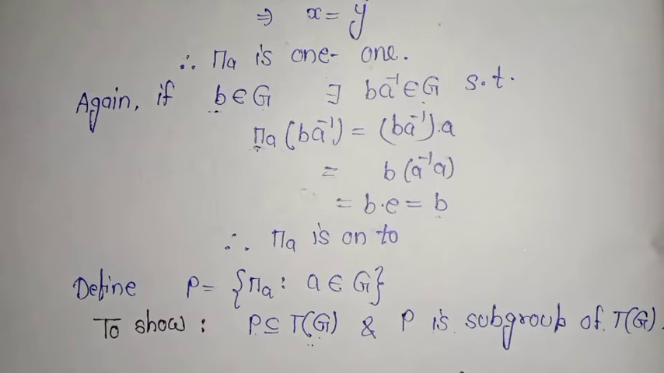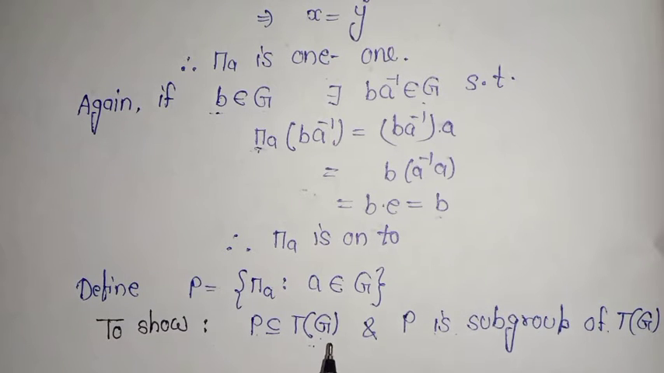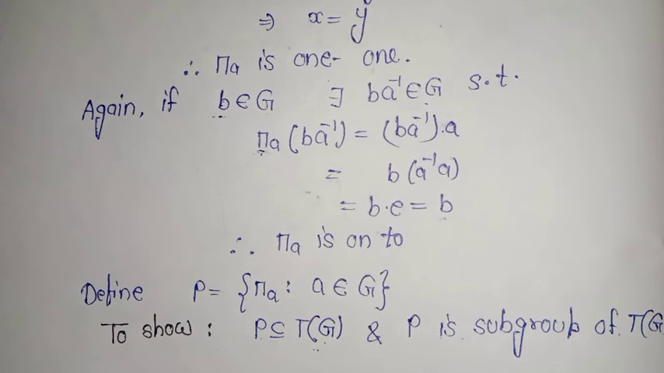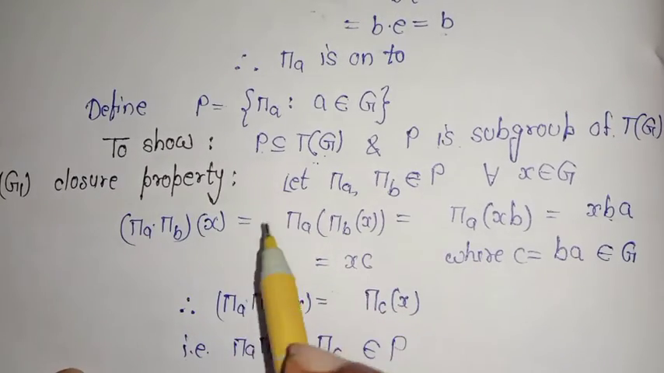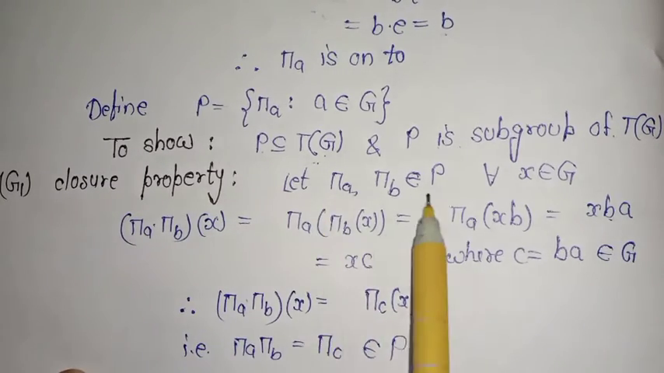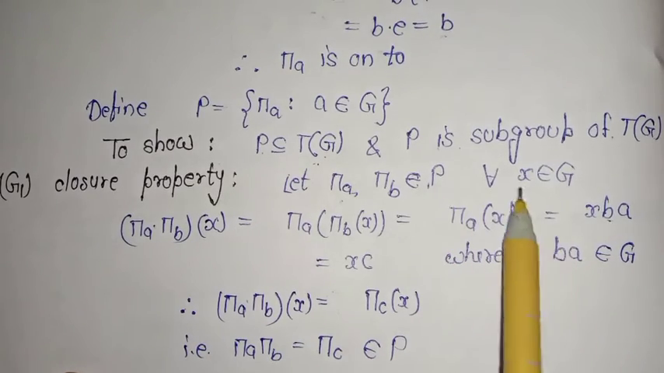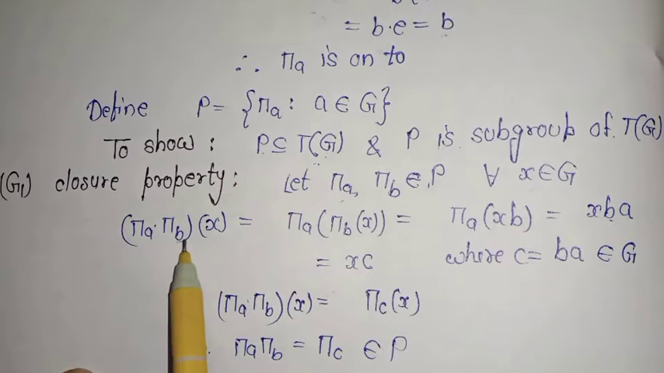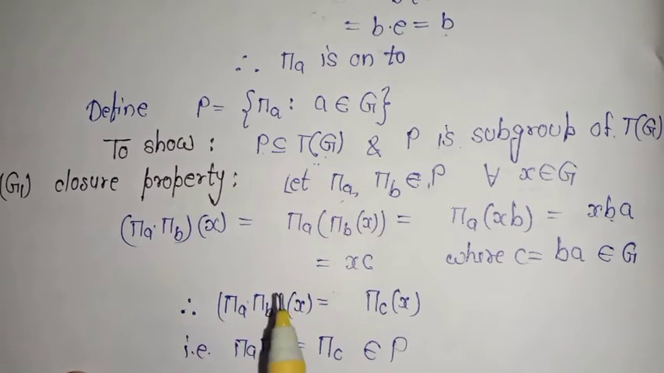Now we have to show that this is a subgroup also, and in order to show the subgroup, either we can apply the subgroup test or we can use all the properties of a group with the same composition as that of T of G. Since we are proving this theorem, we will show all the properties of the group. So now we show the closure property. For the closure property, we consider two functions pi a and pi b from P and an element x from the group G. In order to show the closure property, we show that the product of these two functions is again a function in P.